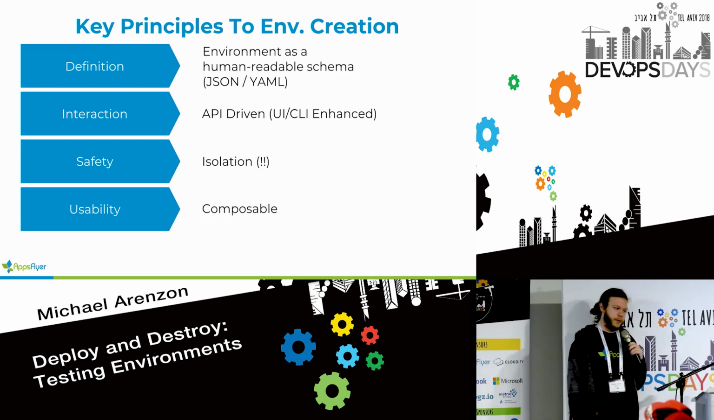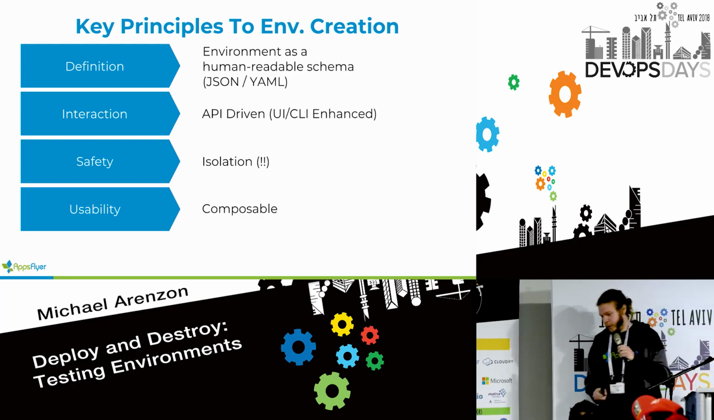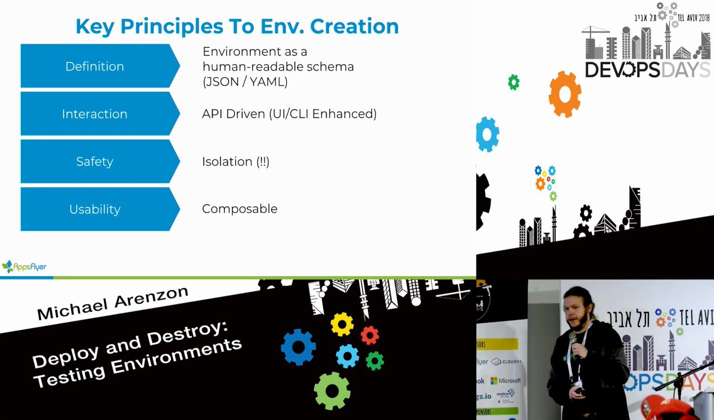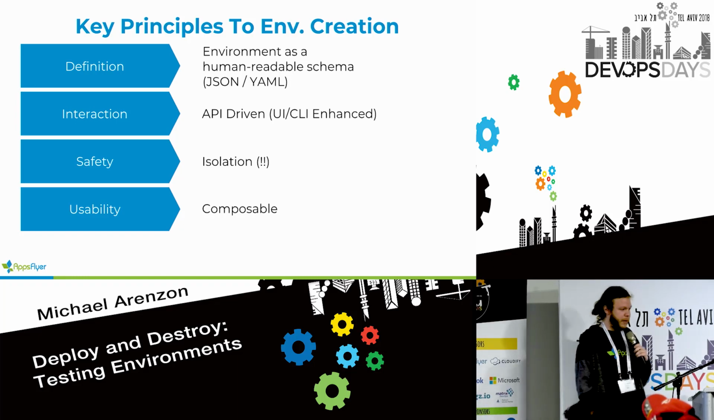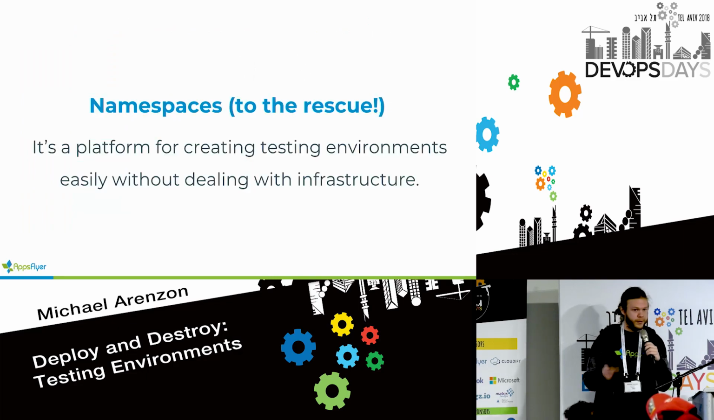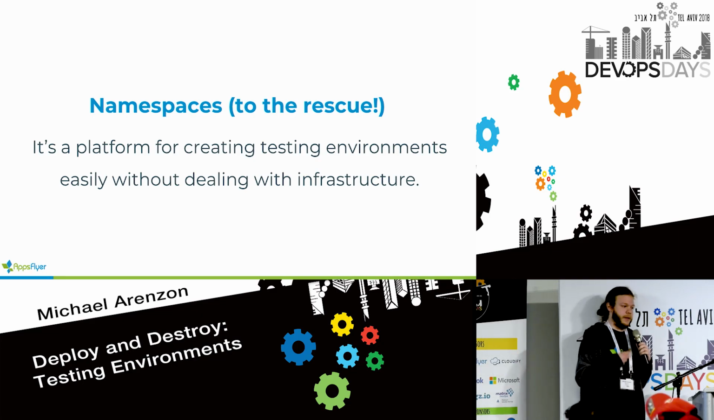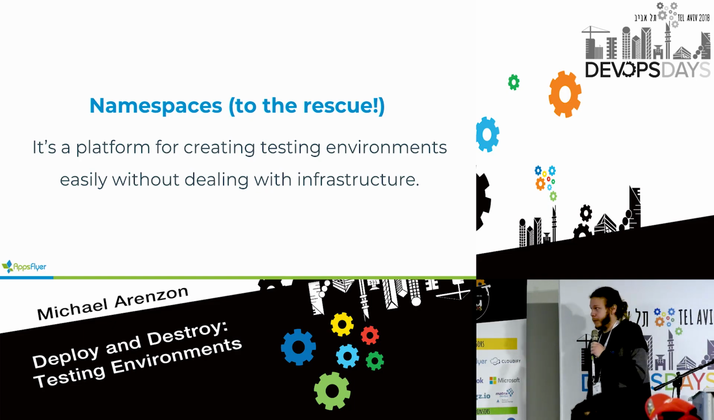And composable. What I mean by composable is that this tool of creation should be a building block, something that every person at a company can use to leverage in their own systems. And that's why we created Namespace. It's an internal system at AppsFlyer which helps people to create testing environments without dealing with the infrastructure. What do I mean by that?